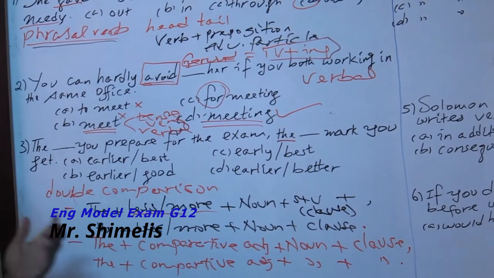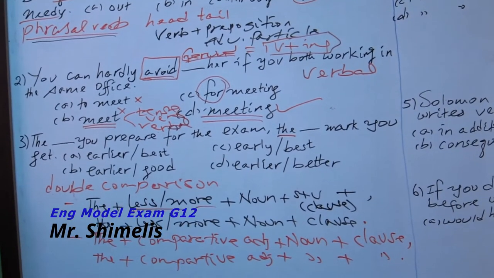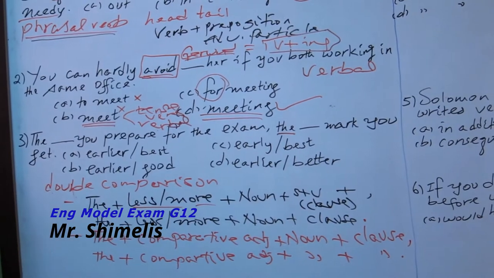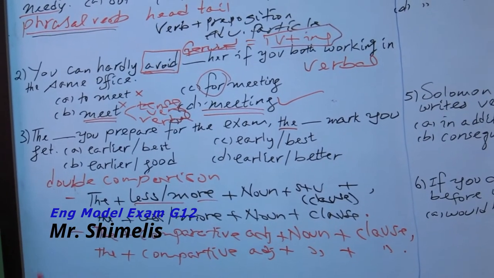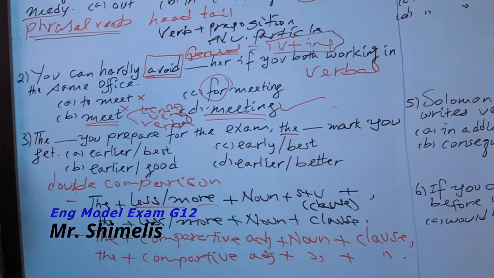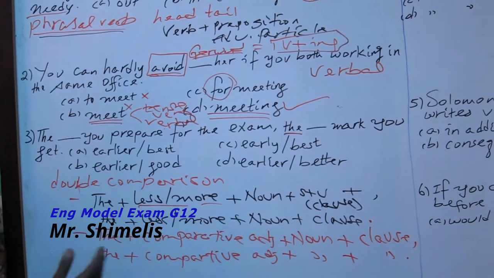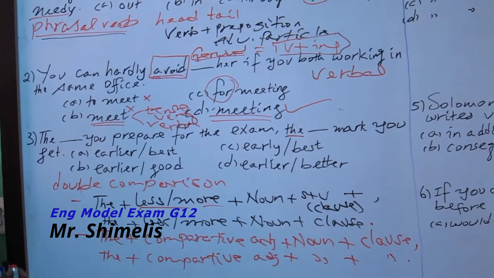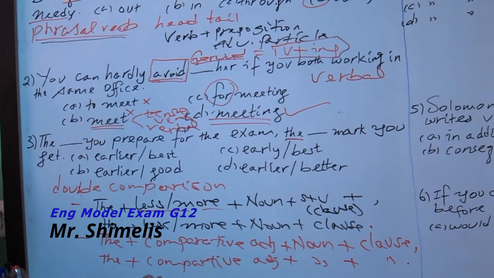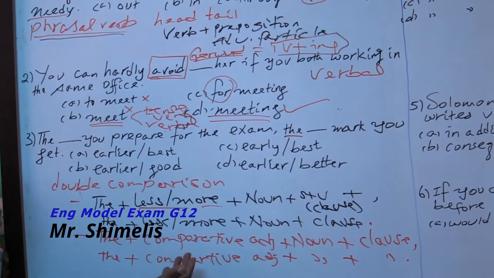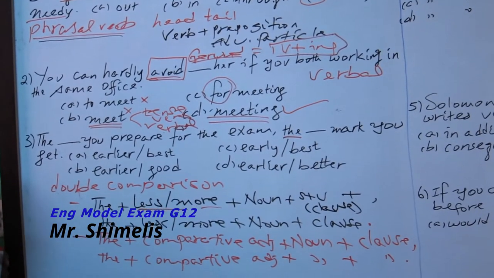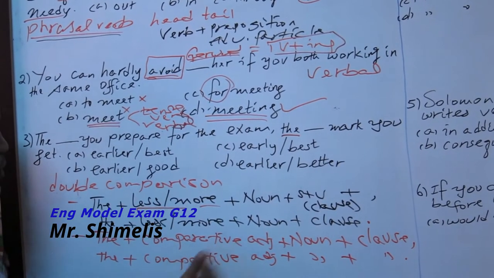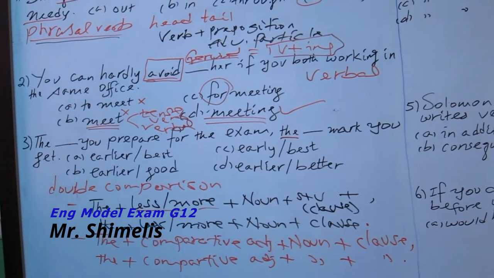Let me say, for example, the less I know her, the better, maybe. So sometimes we can stop after using only the first clause, and it still shows the double structure. So we can also use the comparative adjective. Say, the earlier I come, the earlier I get everything. So you can use a comparative adjective, or you can use the adverbs less and more.